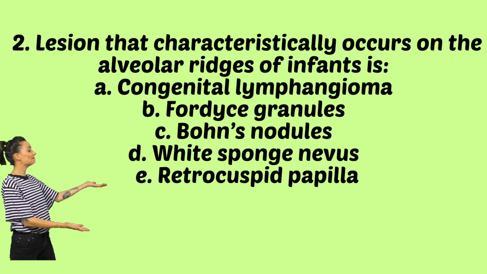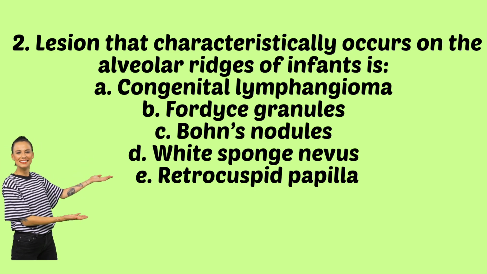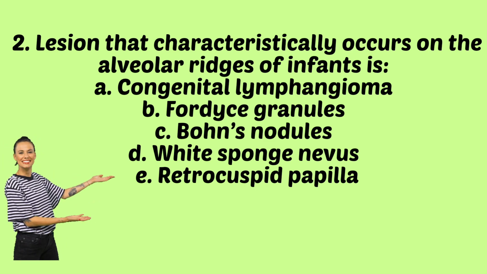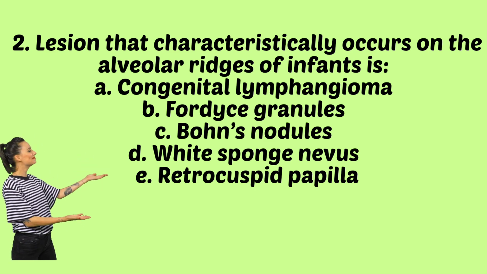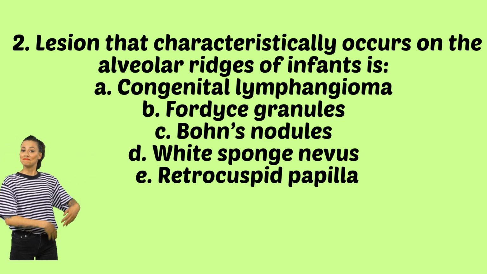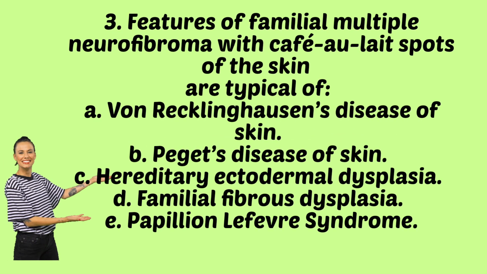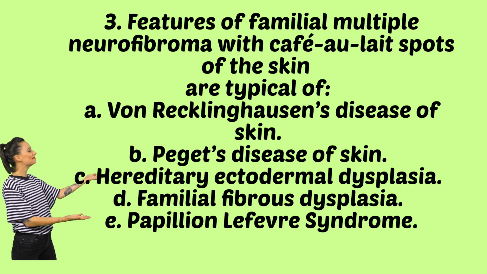2. A lesion that characteristically occurs on the alveolar ridges of infants is: A. Congenital lymphangioma, B. Fordyce granules, C. Bohn's nodules, D. White sponge nevus, E. Retrocuspid papilla. Option C is correct. Bohn's nodules.